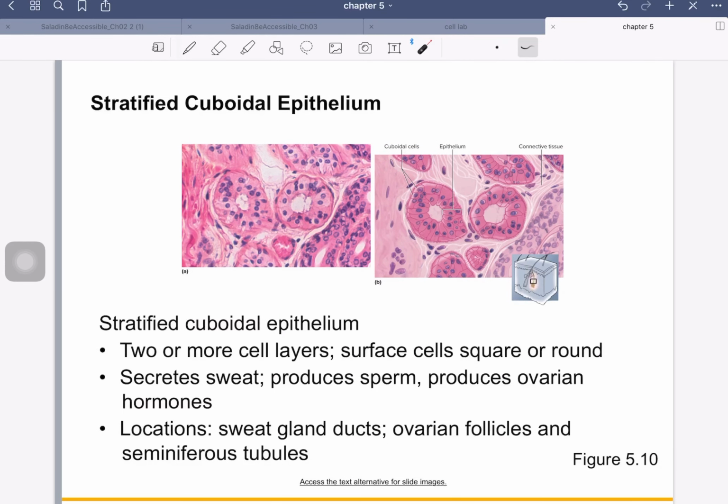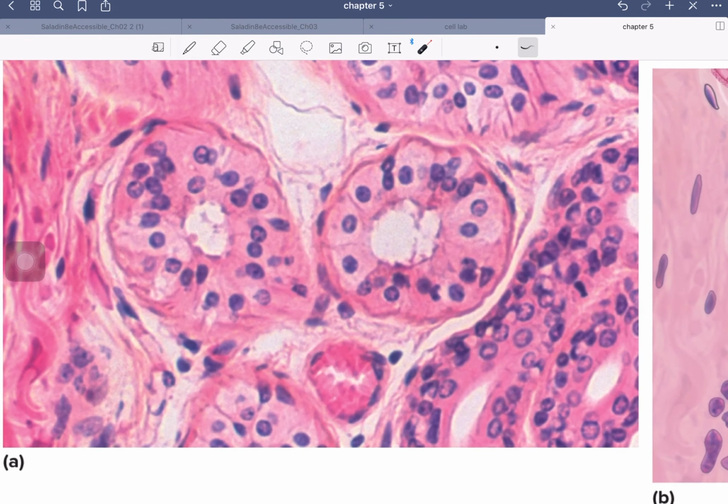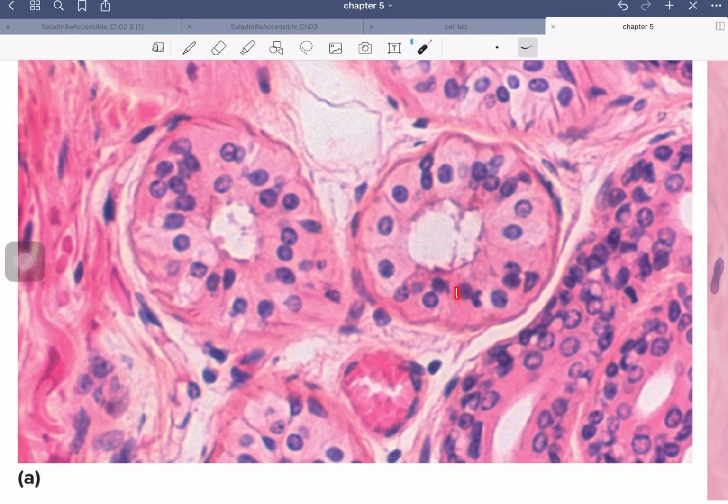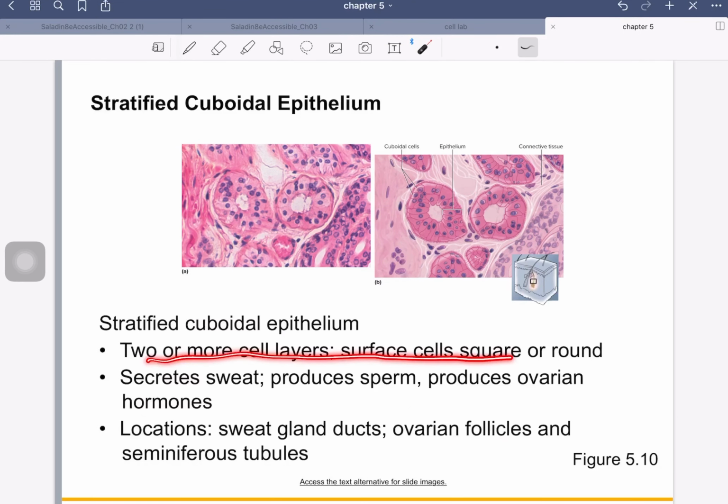Now, stratified cuboidal. You can see that here it's a number of cell layers thick, so it ticks all the boxes for that. The cell shapes are more or less cube shaped. They're about the same height as they are wide. You can see this in the actual photomicrograph. You can see that there's multiple cell layers here, and it's 2 or more cell layers thick. The surface cells, remember we base it on the surface cells, are round or square.